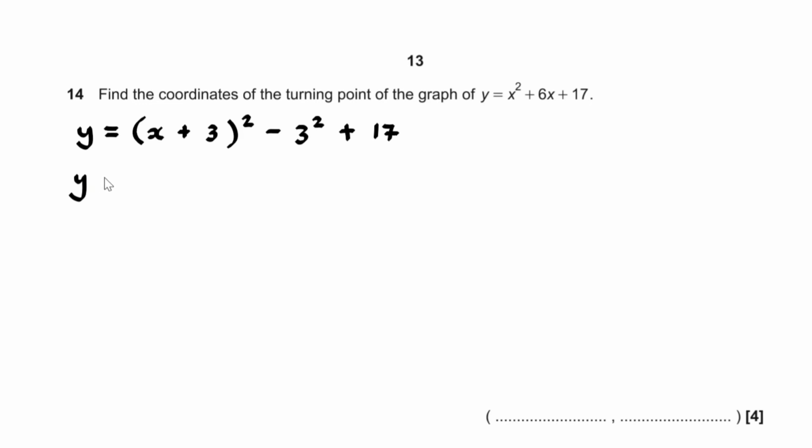So we have y equals x plus 3 all squared minus 9 plus 17. That's the same as 17 subtract 9, which is 8. And at this point we can straight away spot what the coordinates of the turning point are. We have minus 3, 8 as the coordinates of the turning point.